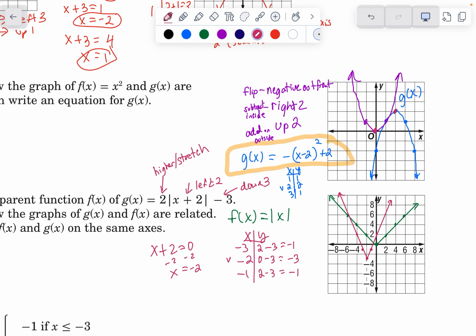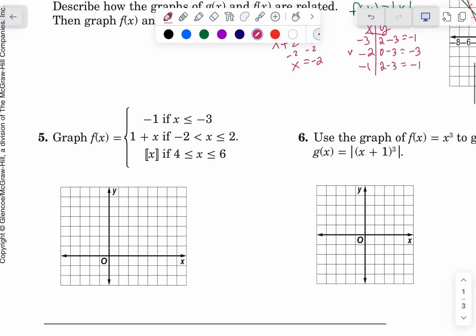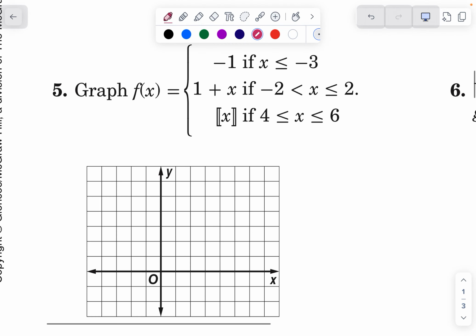Okay. Now, in number 5, here's a piecewise function. Let's make this an absolute value. I will not have any graphs on the test that are step function unless maybe I gave you a bonus. So make those absolute value bars.